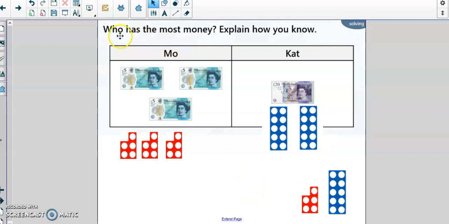Let's look back at the question. Who has the most money? So we could explain this clearly. Kat has the most money because her £20 note is worth more than Mo's £15 made with the £5 notes. So even though Mo's got more notes, Kat actually has the most money.